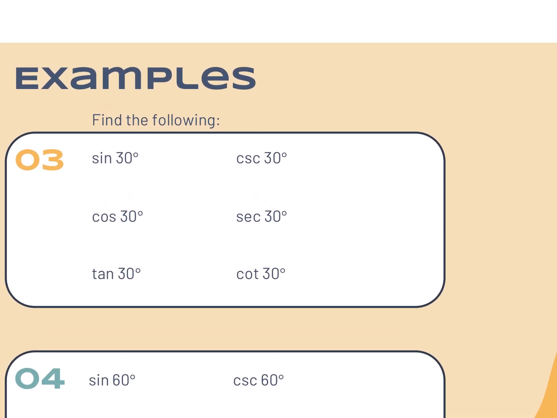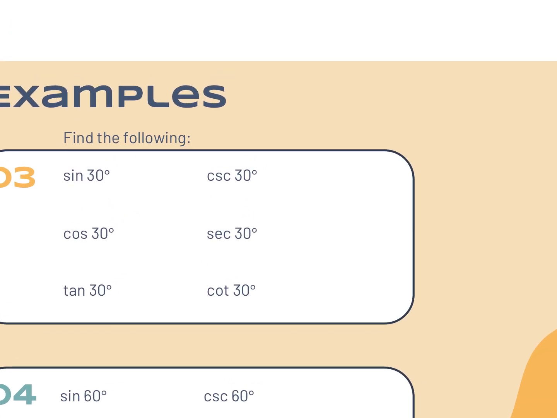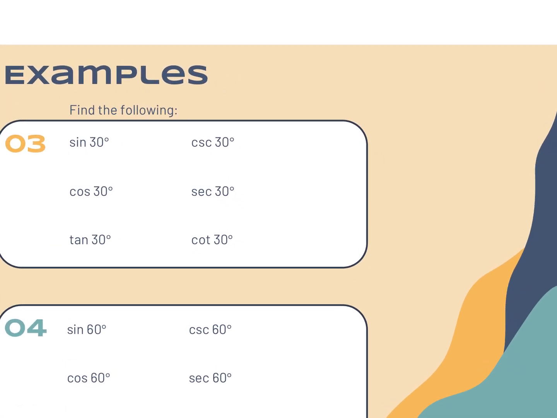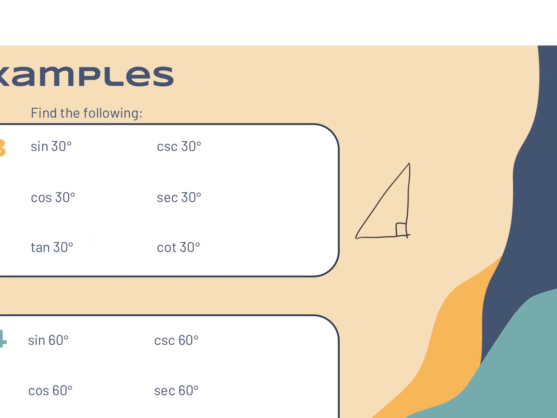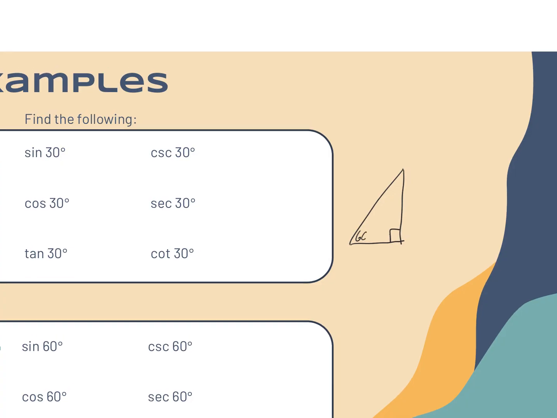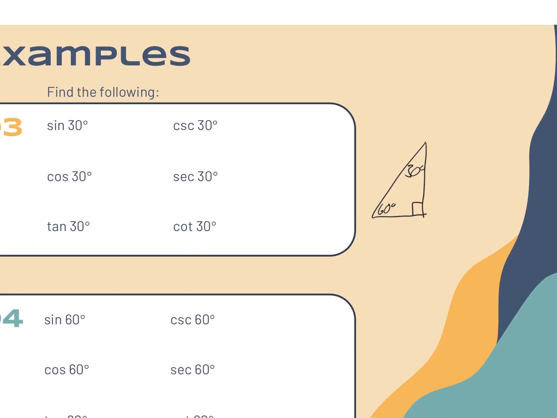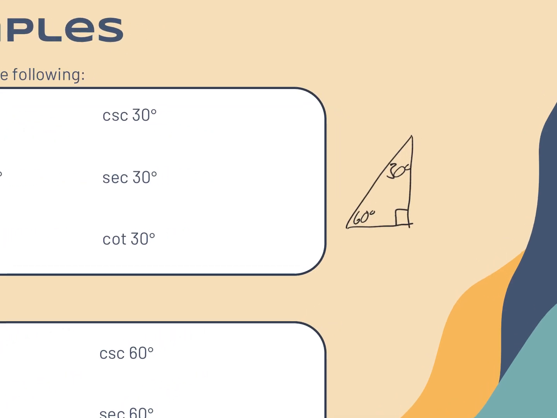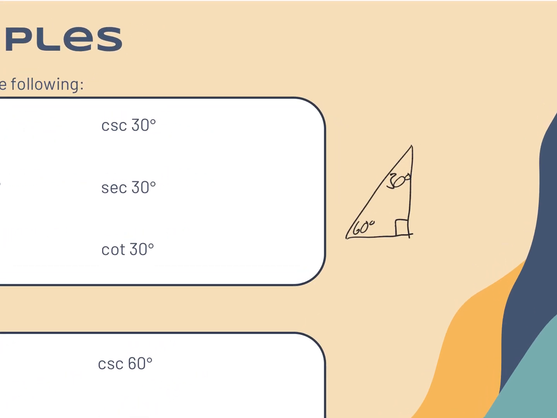So I'm going to start with 30 degrees. I know that 30 is the angle measurement of a special right triangle, so I'm going to draw this triangle on the side. All right, so I'm going to say that this is 60 degrees. I'm going to say that this is 30 degrees. And then I have my right angle right here. It doesn't really matter what we call this, so I'm going to say that this is just any measurement.